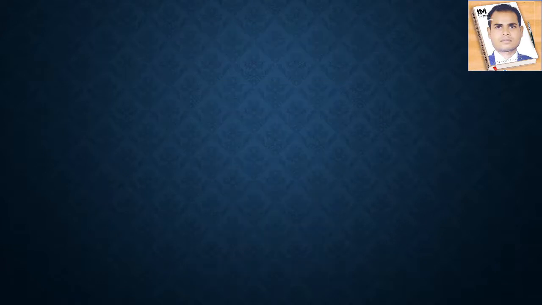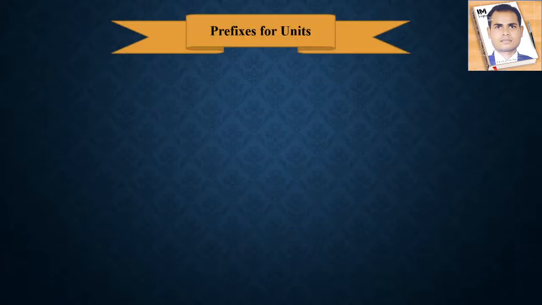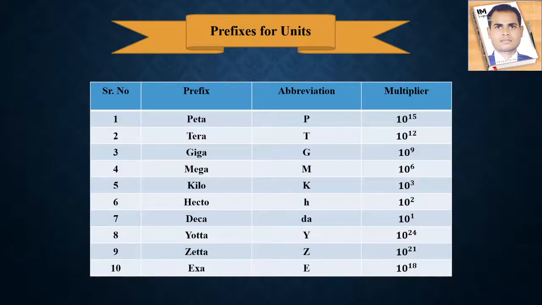And next we have to see some prefixes for the units. You will see the tables here: how many 10 prefixes are given, and their abbreviations and their multipliers. We have seen this in the amount of memory. We have to see peta first. The abbreviation is P, and the multiplier is 10 raised to 15.